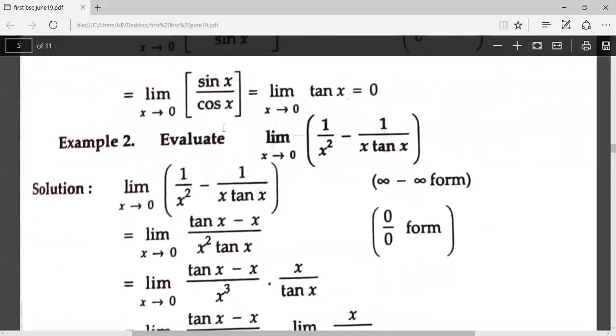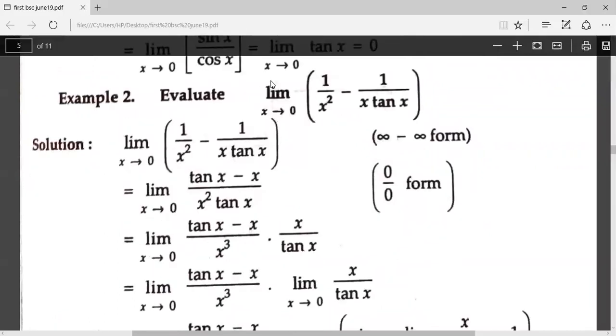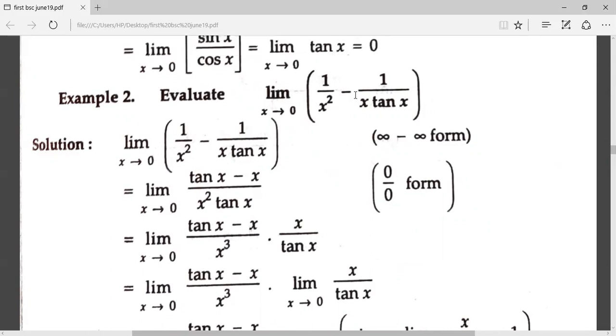Next, we shall take another problem. Limit x tends to 0, 1 by x square minus 1 by x tan x. First, you have to check what form of indeterminate it is: 0 by 0, or infinity by infinity, or infinity minus infinity, or something like that, because you have several forms of indeterminate.